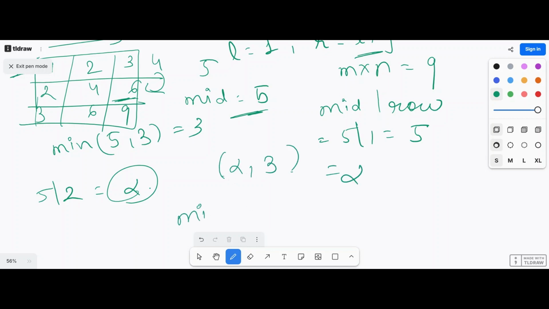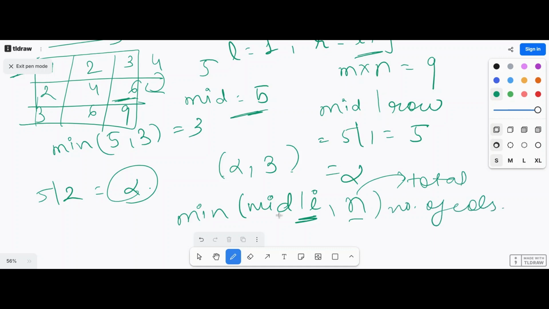So the formula is the minimum of mid divided by i, and n, where i is the row, starting from 1 to m, and n is the total number of columns. Hope you have got why the minimum of mid by i and n.